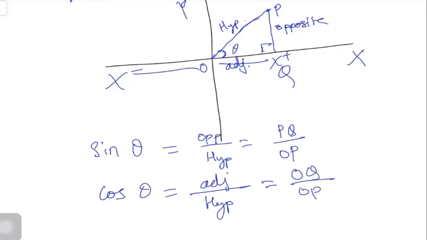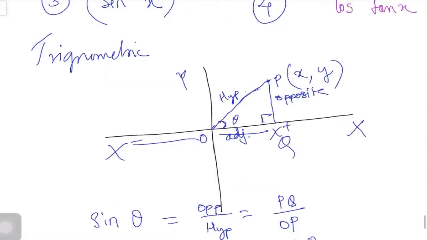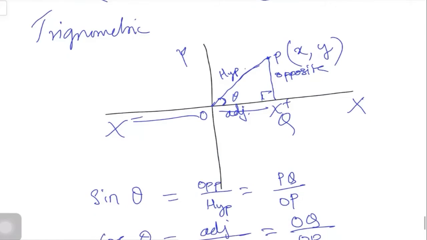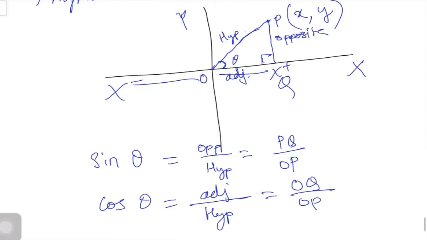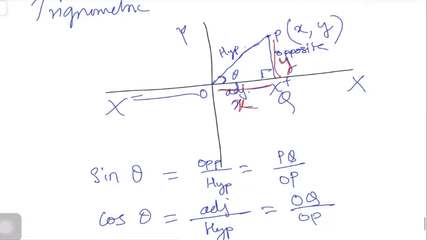Okay, so this point has an x coordinate and a y coordinate. So this distance is nothing but the x distance. OQ is nothing but x, and this PQ is nothing but the y distance. And this hypotenuse is nothing but r, which is nothing but under root of x square plus y square.